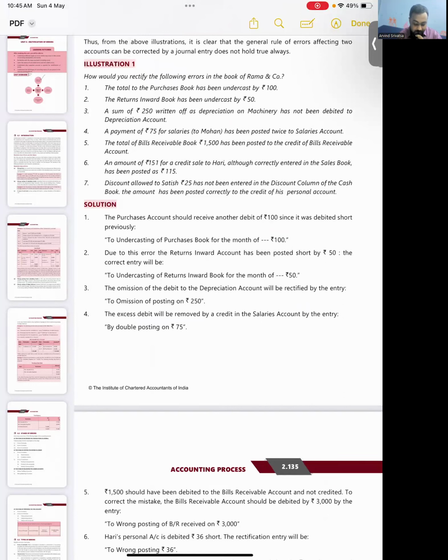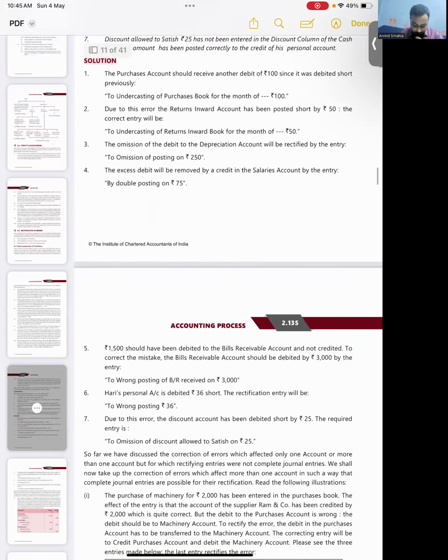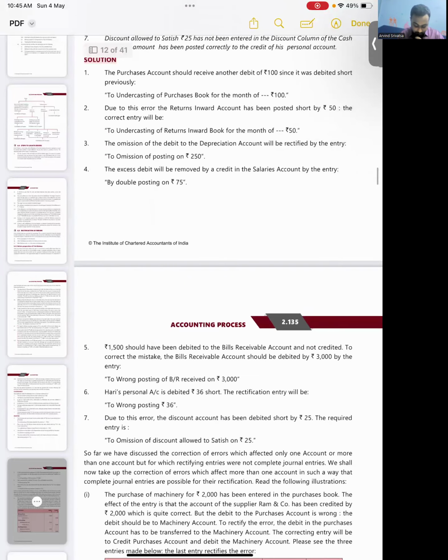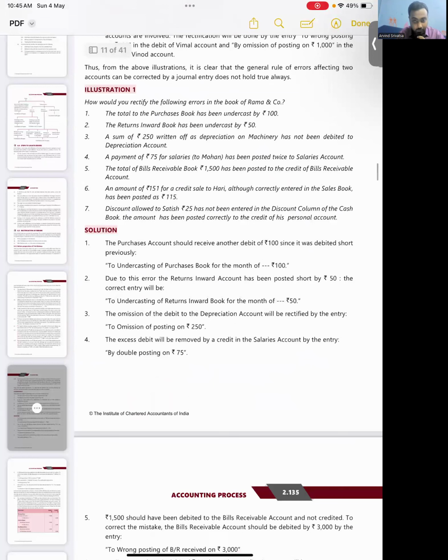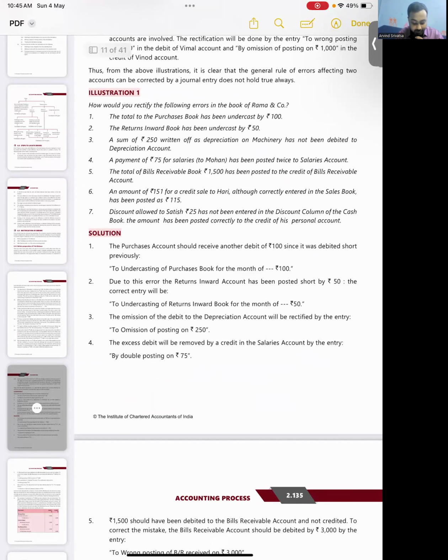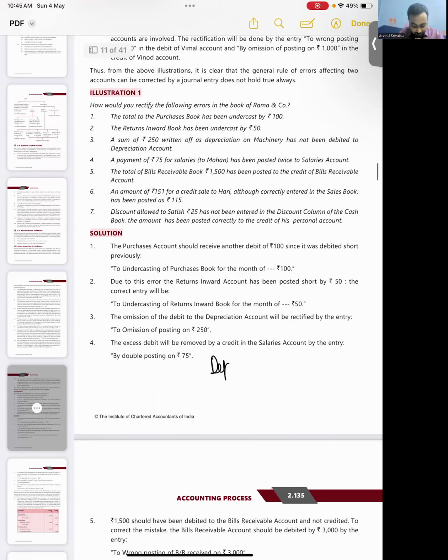Next, a sum of 250 written off as depreciation on machinery has not been posted to depreciation account. So basically what has happened is you have not posted to your depreciation account, but your machinery has been done perfectly. I think basis the previous entries, you will understand the fact that your machinery is remaining unaffected, but depreciation, you have not posted the account. So the full amount has not been posted to depreciation. So we'll pass the entry as depreciation account debit.